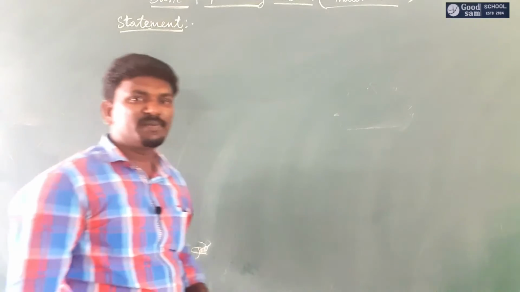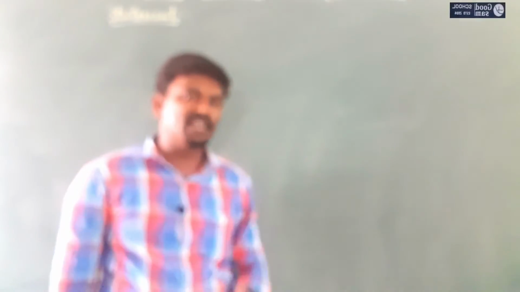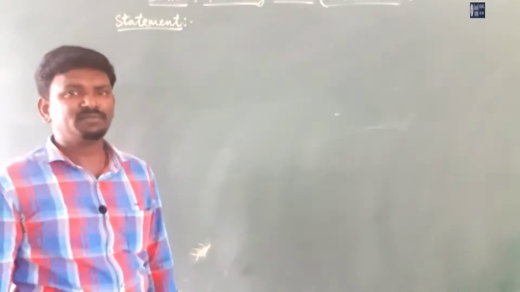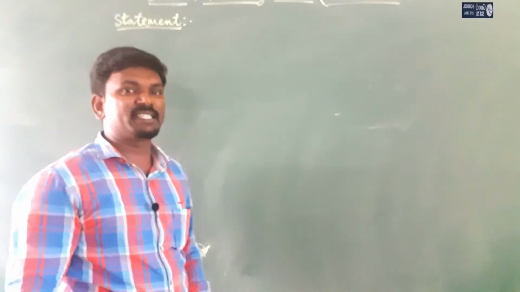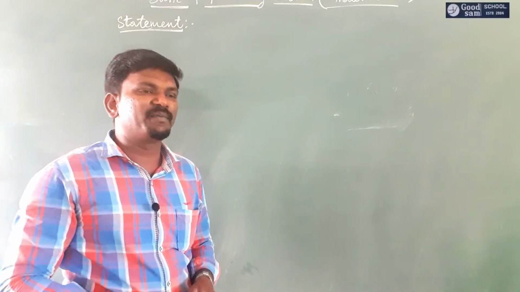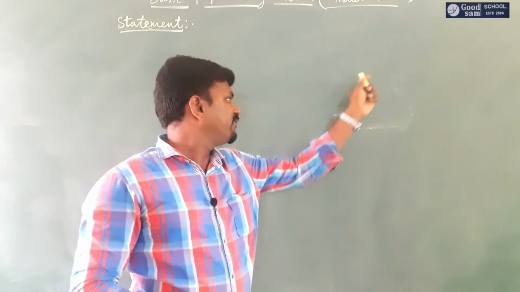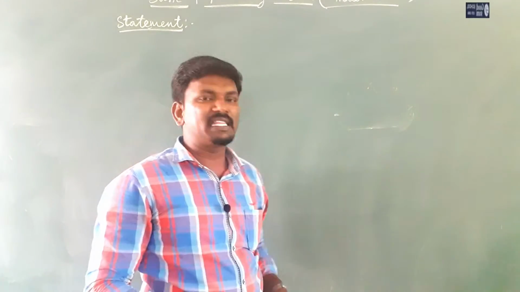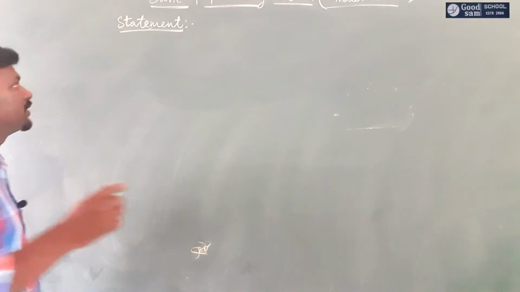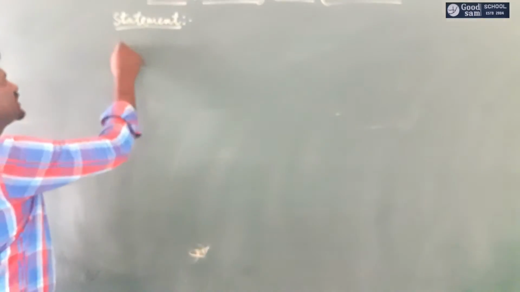The statement is: a straight line drawn parallel to one side of a triangle intersects the other two sides, and the parallel line will divide the two sides in the same ratio. It is given in your textbook. Simply, a straight line drawn parallel to one side of a triangle will divide the other two sides in the same ratio. Very simple statement. You can write the statement in your note.